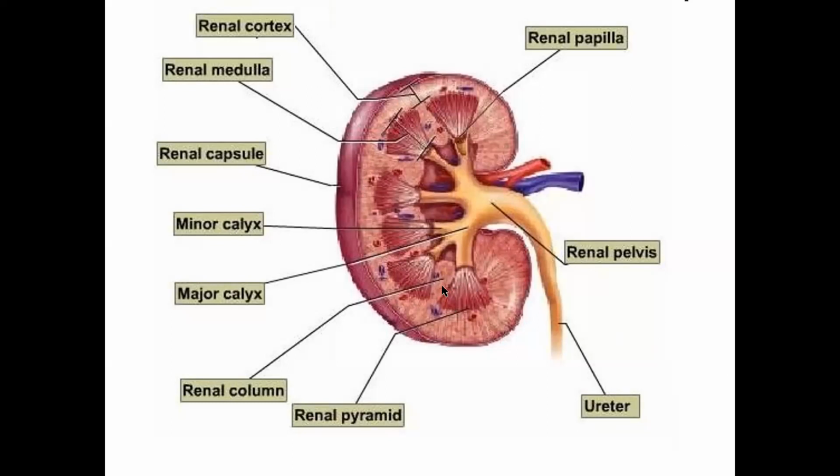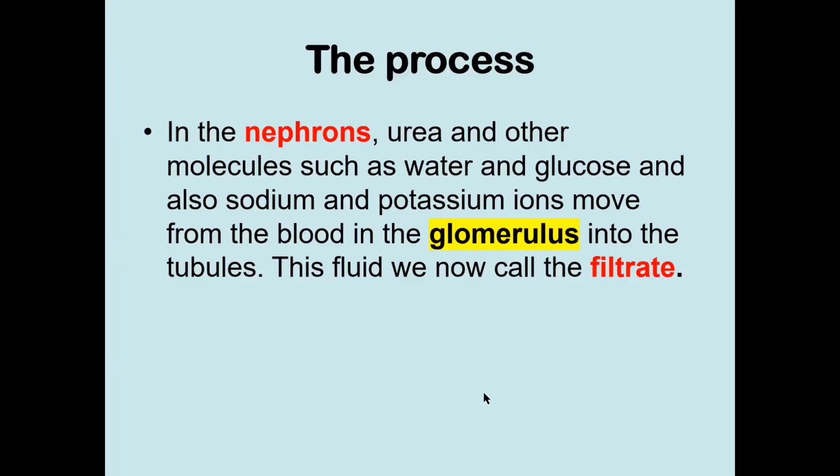So within each of these are the 1 million nephrons, and they get collected, and then you go down the ureter to the bladder. This area here is called the renal pelvis, and this is where you see also the blood coming in and out. I don't think I need to tell you any more there.